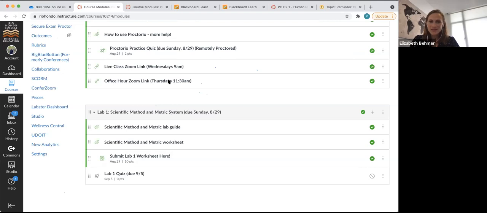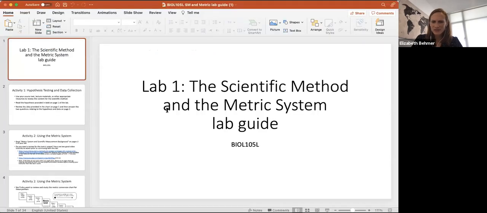But we'll jump into Lab One. If you joined us late, the lab guide and the lab worksheet are meant to be worked on together, and I'll show you what I mean. This is a look at the lab guide, and it should be in the form of a PowerPoint, where each slide signifies that page number.